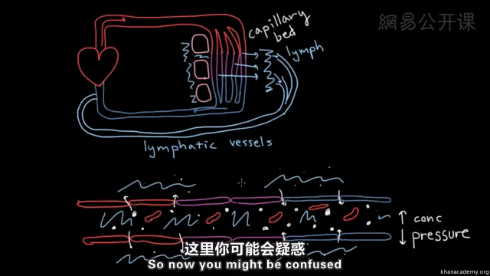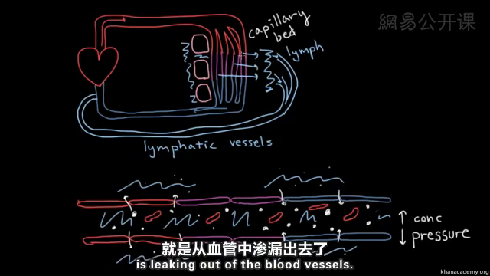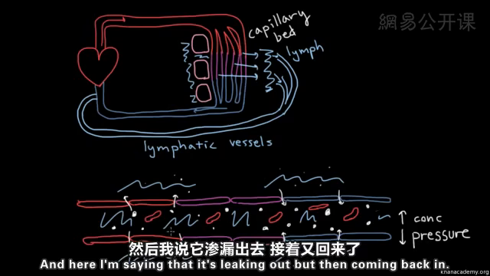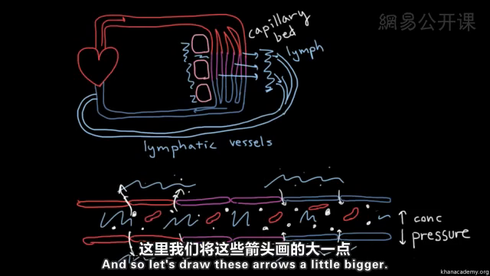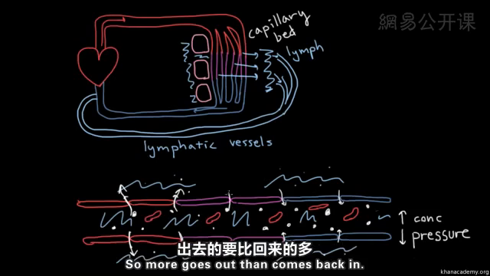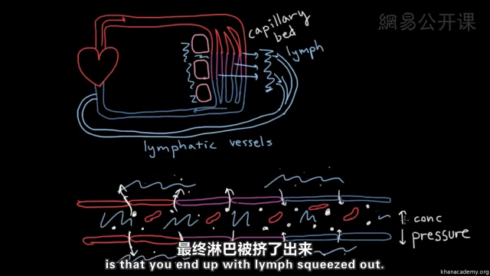So now you might be confused because I said that fluid is getting pushed out, is leaking out of the blood vessels. And here I'm saying that it's leaking out but then coming back in. But the fact is that more goes out than comes back in. And so let's draw these arrows a little bigger. So more goes out than comes back in. And so the net result of the blood traveling through this capillary is that you end up with lymph squeezed out.